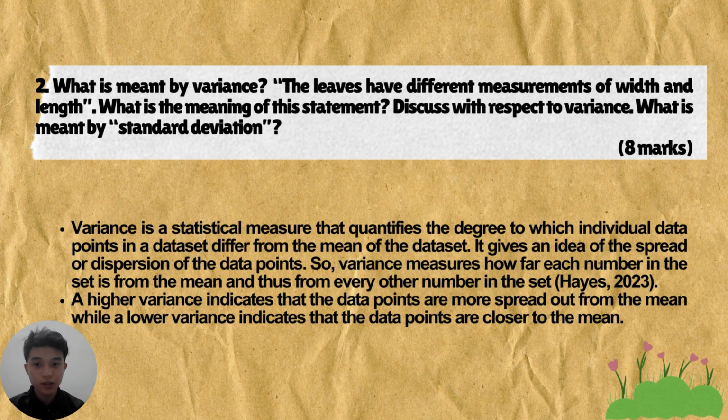The second question is, what is meant by variance? The leaves have different measurements of width and length. What is the meaning of this statement? Discuss with respect to variance. What is meant by standard deviation? The answer here, we conclude the meaning of variance: a higher variance indicates that data points are more spread out from the mean, while a lower variance indicates that data points are closer to the mean. We also discuss the statement and the meaning of the standard deviation on the next slide.